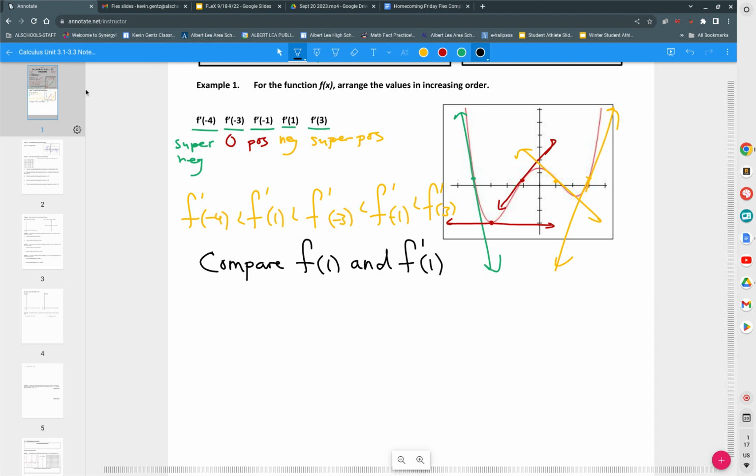F of 1 is 1/2. How do you know it's greater? Because it's about prime. F prime of 1 is about positive. I don't understand the difference between f and f prime. That's why we did it right now. So we're going to talk about this just a second.